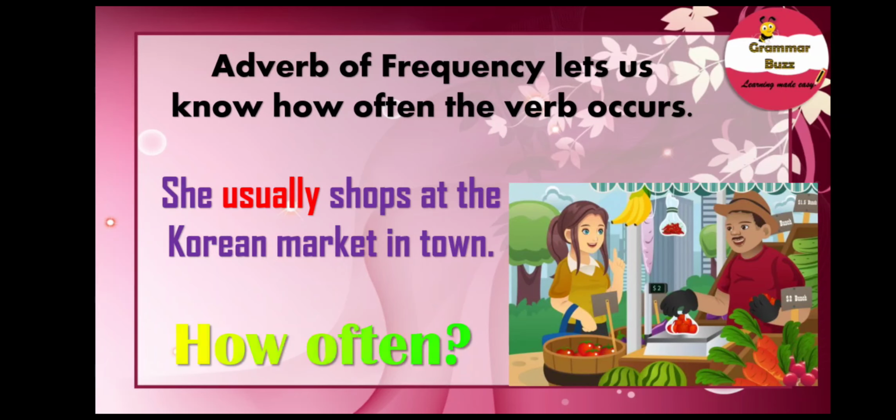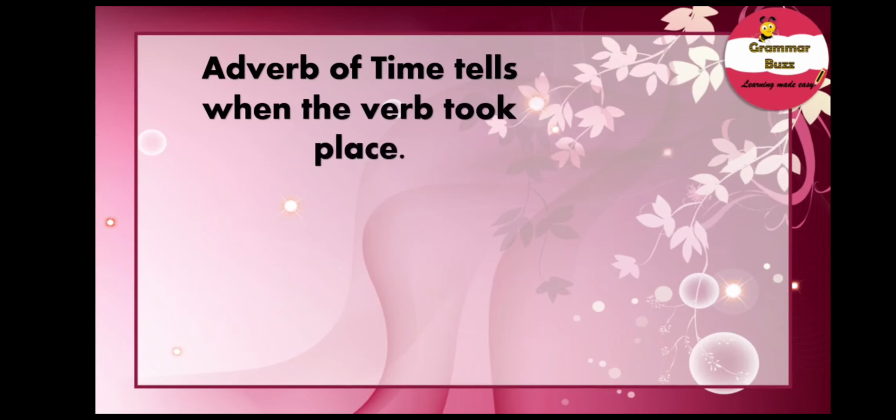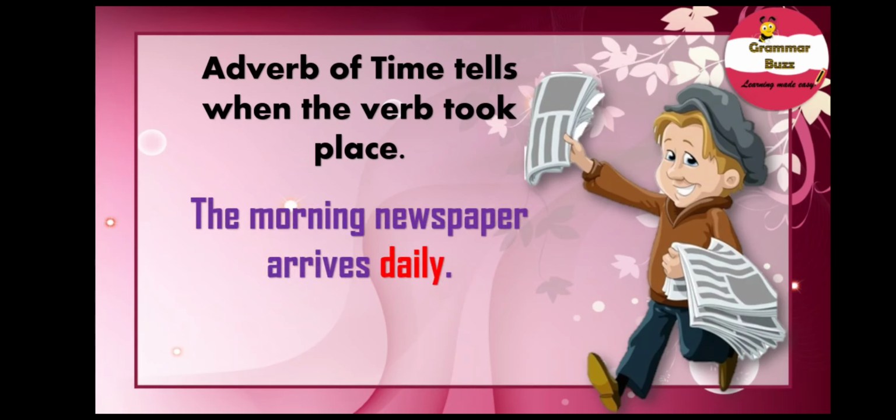Well, time for the next kind of adverb, and that is adverb of time. Well, adverb of time tells us when the verb took place or when the verb takes place. We usually see these kinds of adverbs placed at the beginning or the end of a sentence. And let us take our example. It says, the morning newspaper arrives daily.